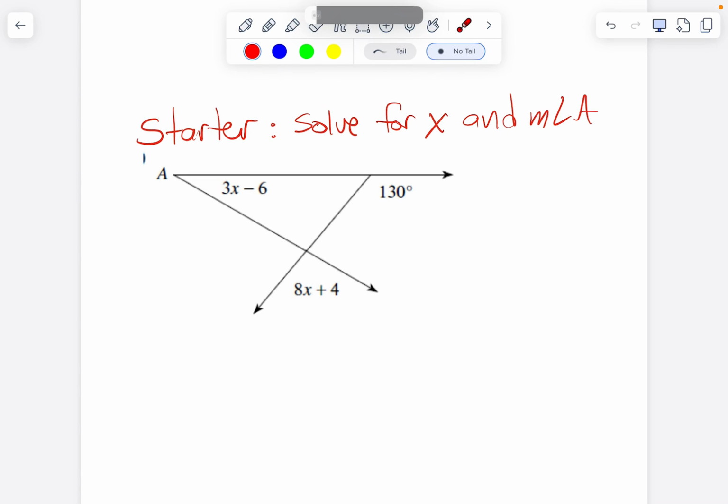Okay, do we know anything about what kind of triangle that we see there? Like we've been studying isosceles and equilateral. Can we assume or prove that it's either one of those kinds? No. So what's the best way to do it? Just trying to solve for x first.